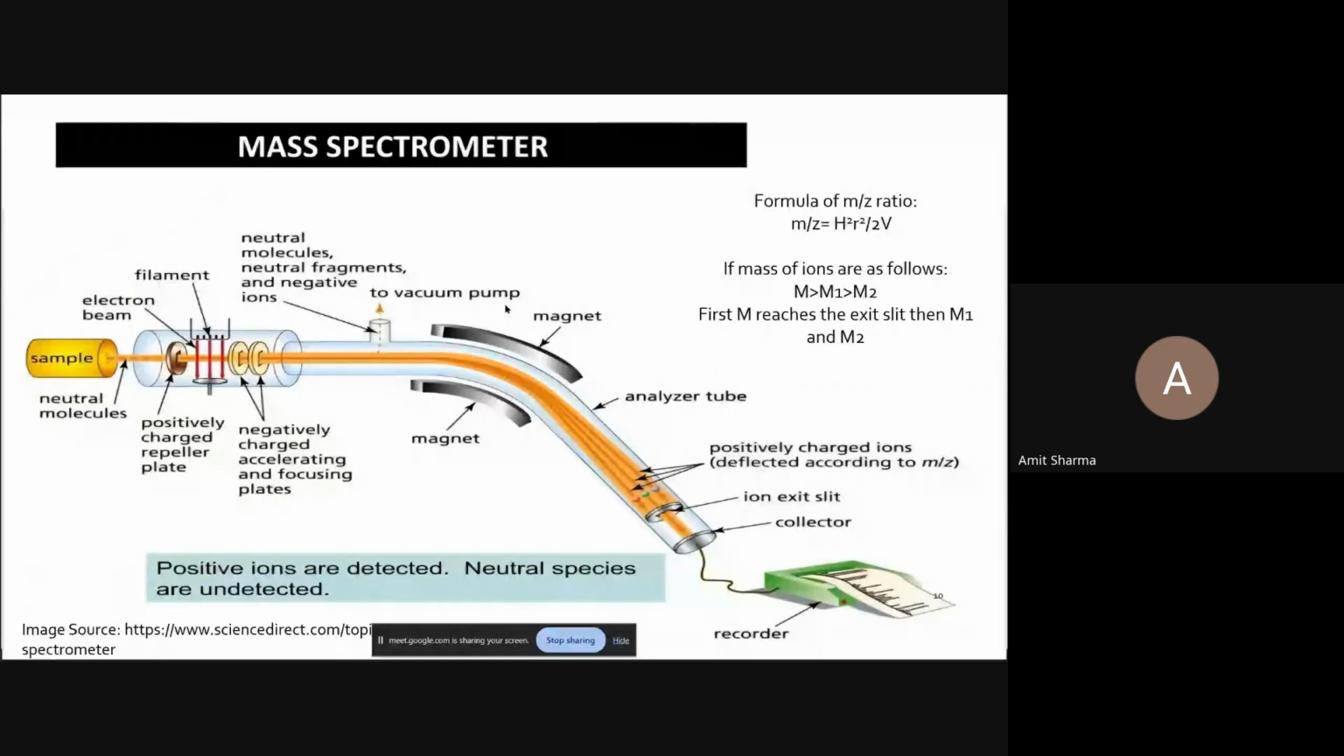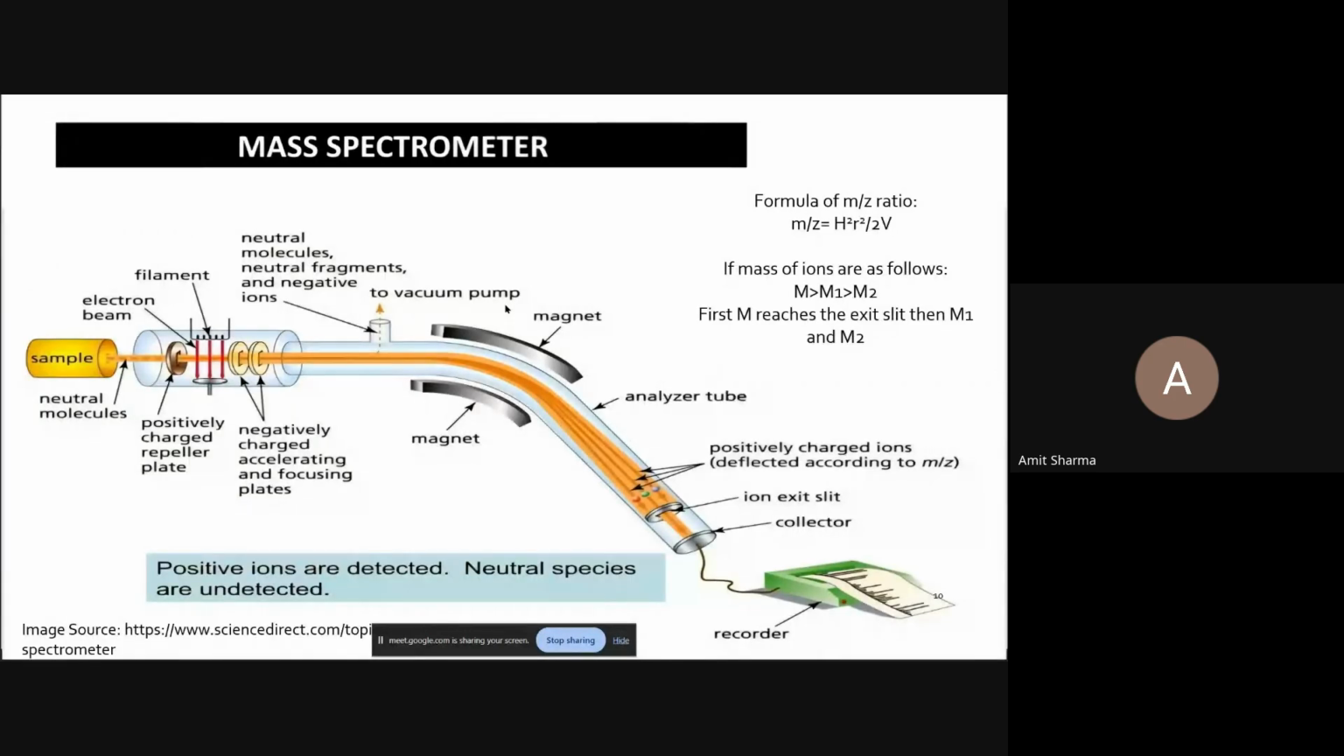So if we consider the mass of M ion to be greater than M1, and of M1 to be greater than M2, then due to the deflection caused by the mass to charge ratio, the M ion, which has high mass, reaches the exit slit first, and then the M1 ion, and then the M2 ion.